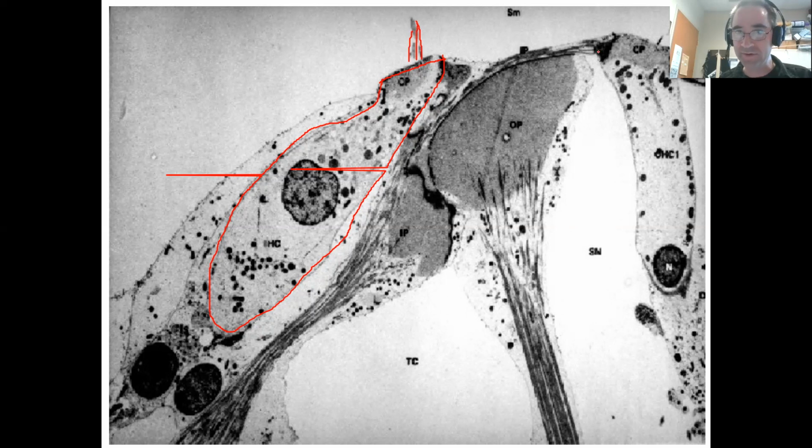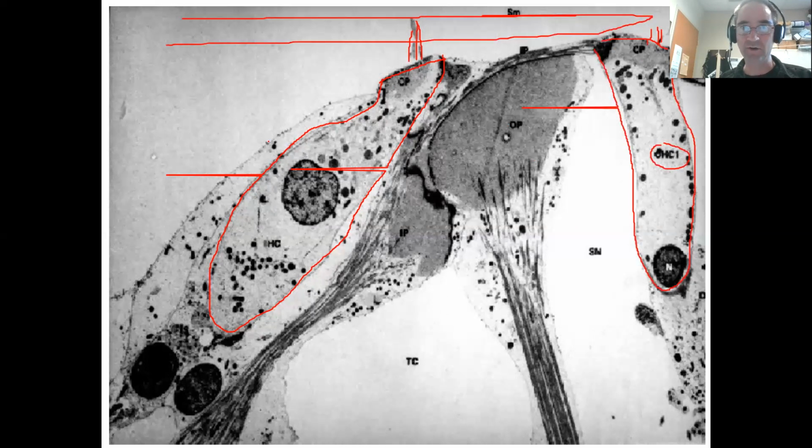Okay, and then over here is one. That's one outer hair cell, and you can just see a bit of its stereocilia sticking up here also. And in this picture, the tectorial membrane's being removed, but that would be sitting over top of everything like that.